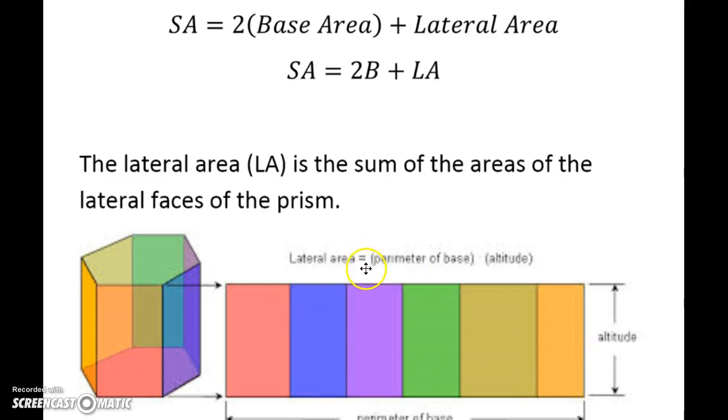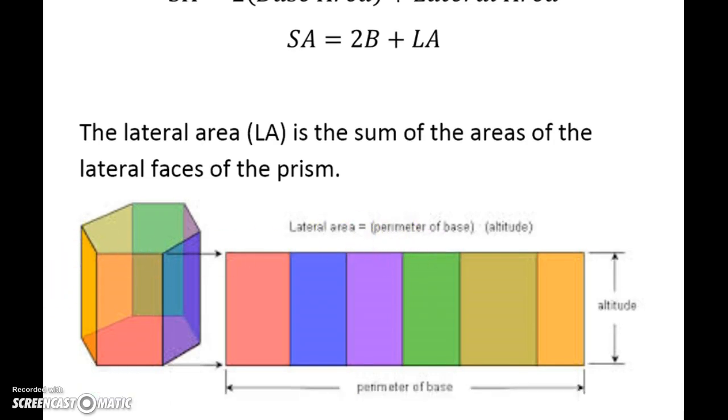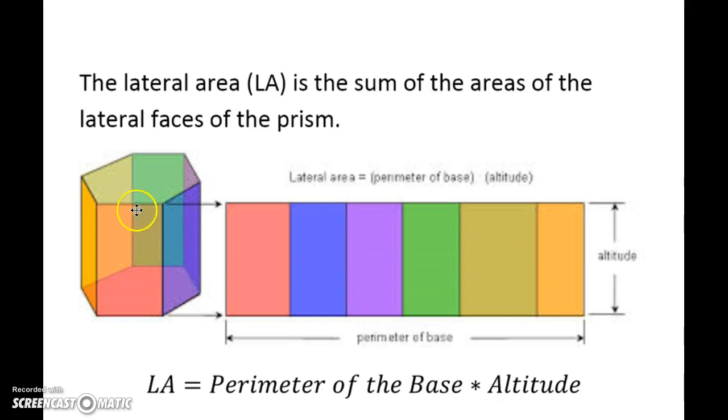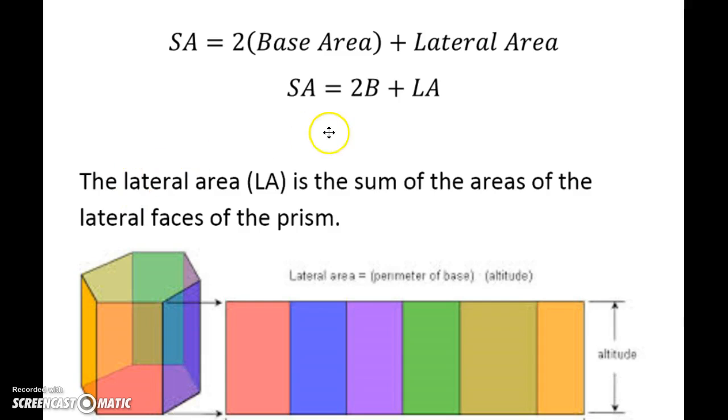The lateral area is equal to the perimeter of the base times the altitude. And the reason we can do that, if you look, these sides here, when I add them all together, would equal the perimeter of that base. So this side here is the perimeter. The altitude is the height of your object. Remember, it has to be 90 degrees to the base. So my lateral area is perimeter of the base times the altitude. So my total surface area is two bases plus the lateral area.